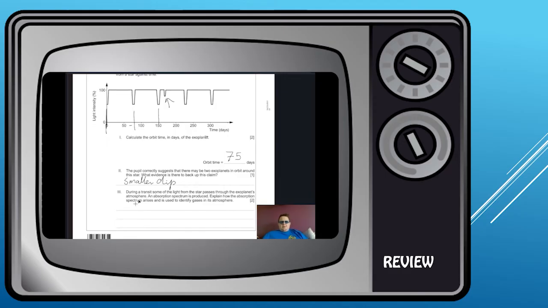During the transit, some of the light is absorbed. How the absorption spectrum arises. So this technically is the next section, but we'll talk about it here. The gases absorb some light for 1 mark, and different gases absorb different wavelengths. Yeah, so that's how they arise. Gas absorbs some light. And how can it be used? Well, different gases absorb different wavelengths.